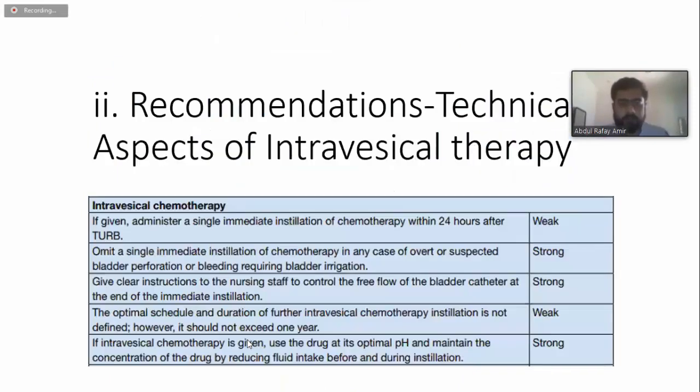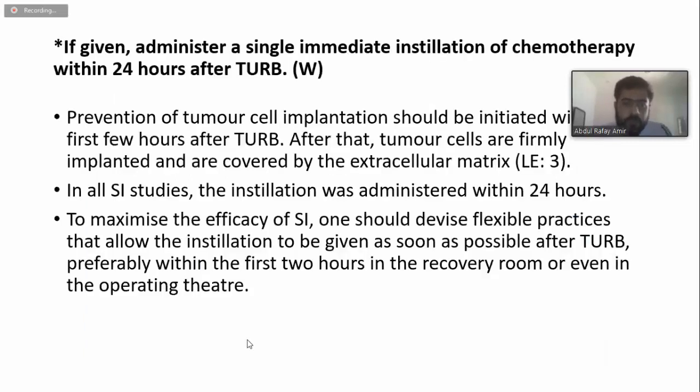Now for the technical aspects of intravesical chemotherapy. A single administration should be given within 24 hours. Intravesical therapy should be given within 24 hours to maximize the efficacy of a single administration. One should advise flexible practice, allowing instillation to be given as soon as possible after TURBT, preferably within the first 2 hours in the recovery room or in the operation theater.